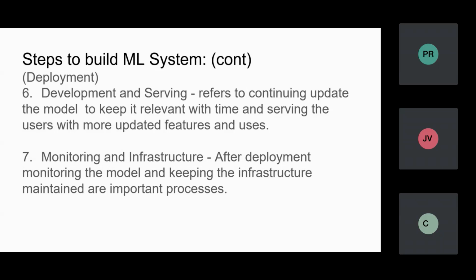So what we can also do is serve new features to the users, and depending on the interactions with the users we can get good feedback on what kind of development we need in the system. So it's a really healthy cycle to have, and it helps us maintain the system. Going on to monitoring and infrastructure, after deployment, monitoring the model and keeping the infrastructure maintained are important processes.